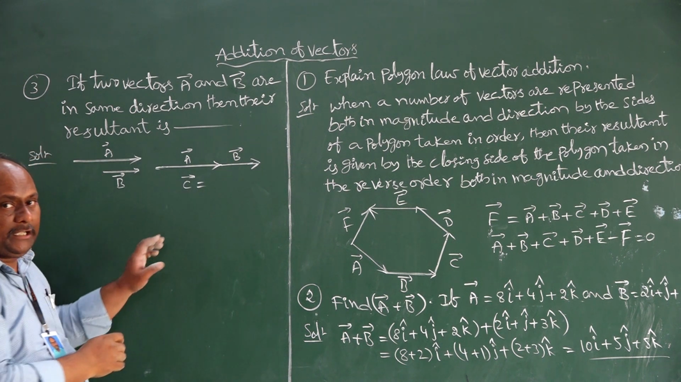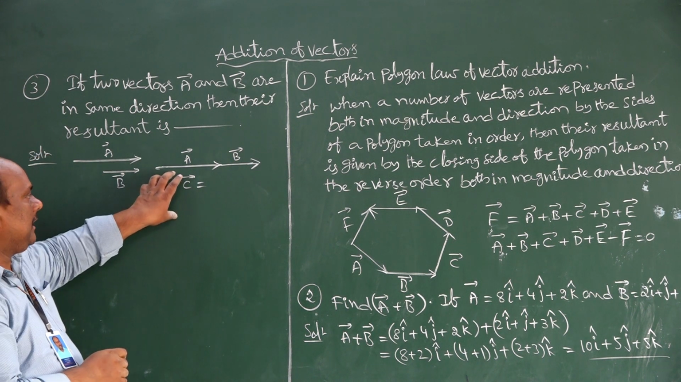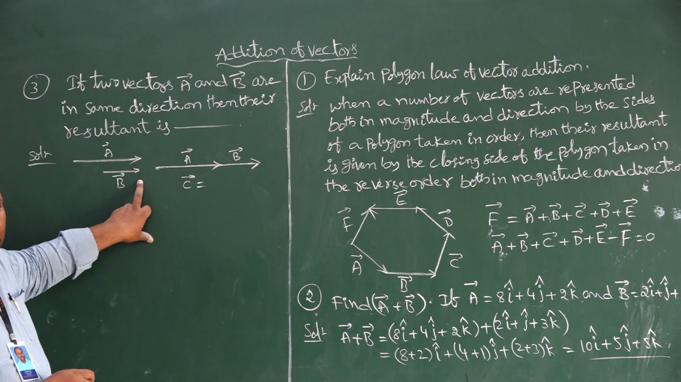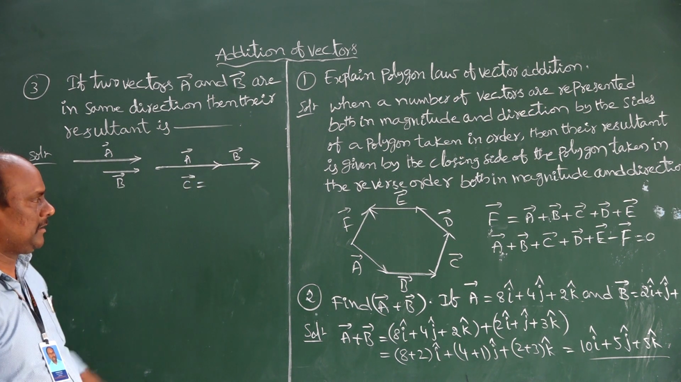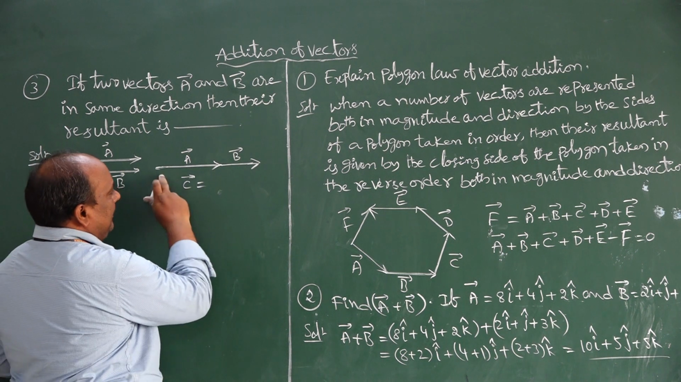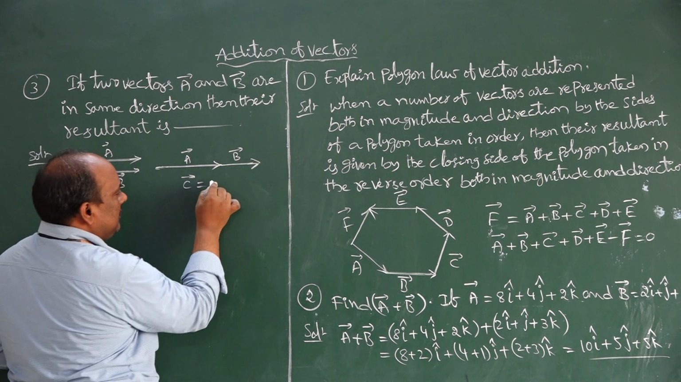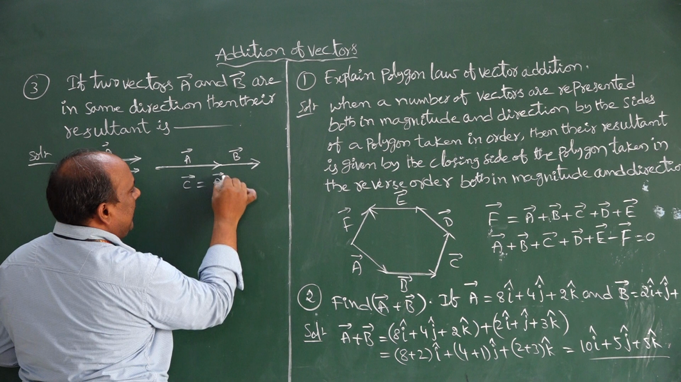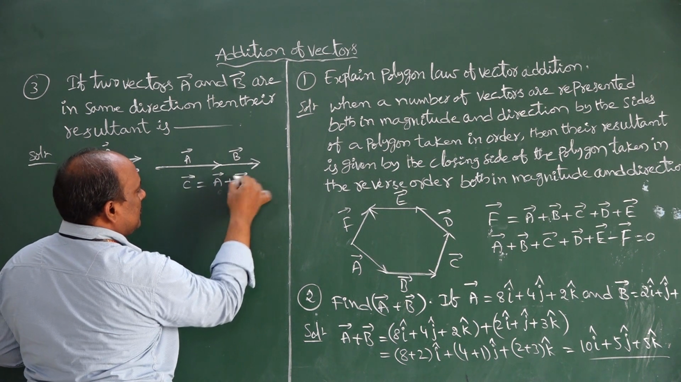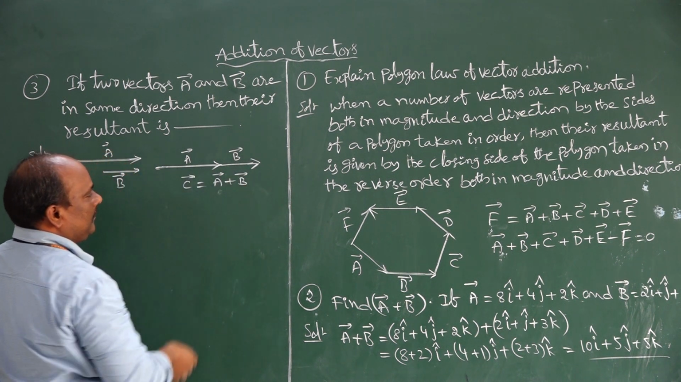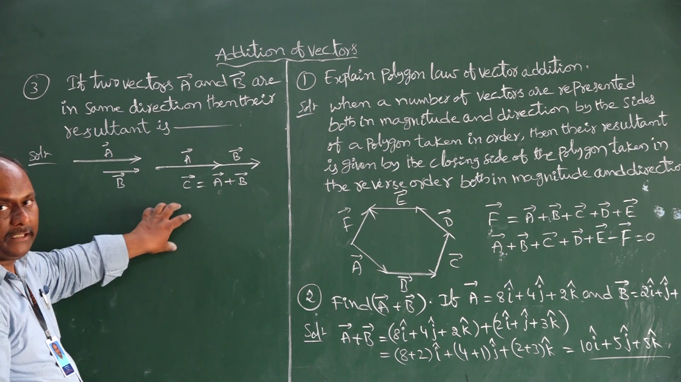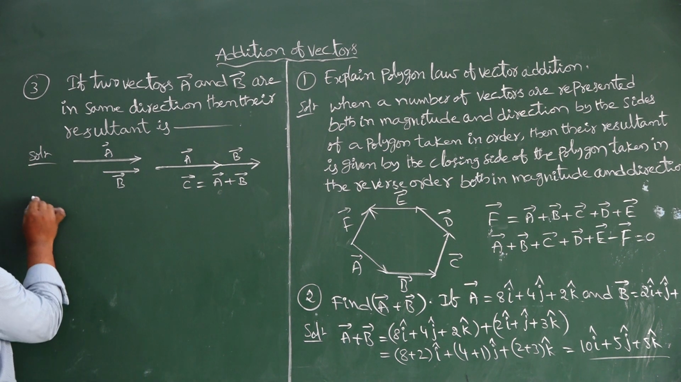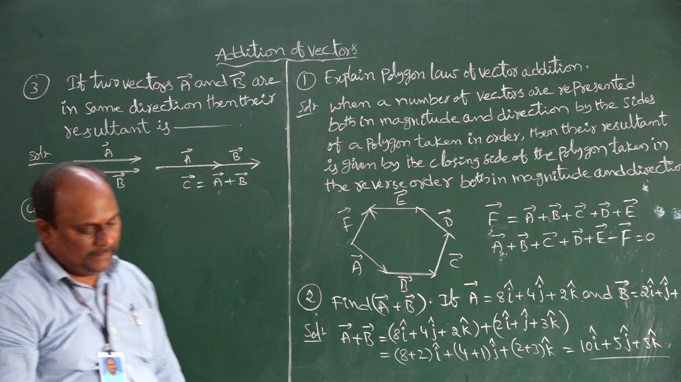Of course, the direction is the same as the individual A bar and B bar. This C bar also shows the same direction, but the length of the vector is increasing. That's why we are adding the magnitudes. C bar is equal to A bar plus B bar. This is the addition of two vectors acting in the same direction. Then we are going to question number 4.